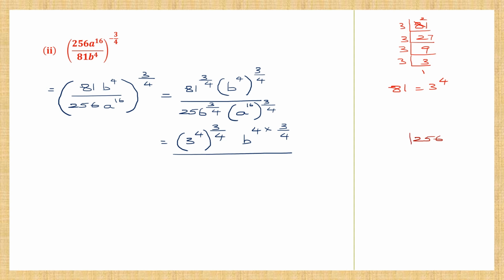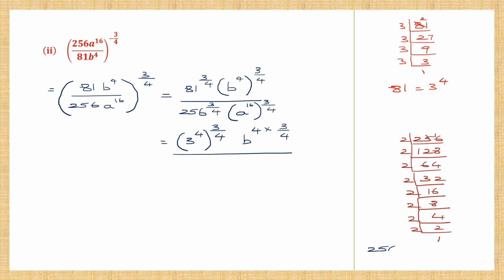So 256 is divided by 2. 2 ones are 2, 2 twos are 4, there's 1 left. 2 eights are 16. Then we have 2 sixes are 12, 2 fours are 8. Then we have 2 threes are 6, 2 twos are 4. 2 into 16 is 32. 2 into 8 is 16. 2 fours are 8 and 2 twos are 4. Finally, 2 ones are 2. Now here we have 1, we can count and see 1, 2, 3, 4, 5, 6, 7, 8. That means 256 can be written as 2 raised to the power of 8.